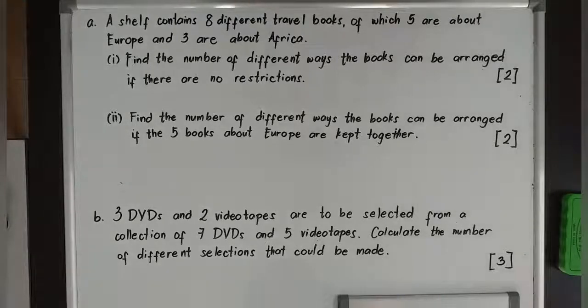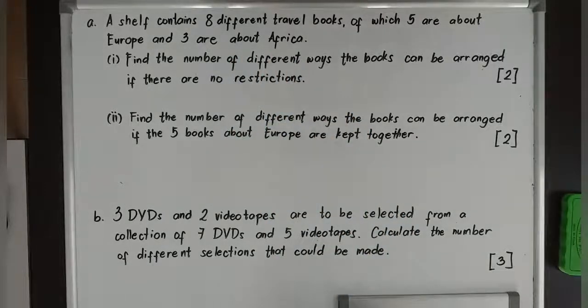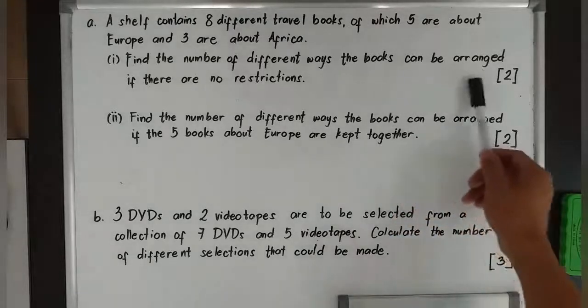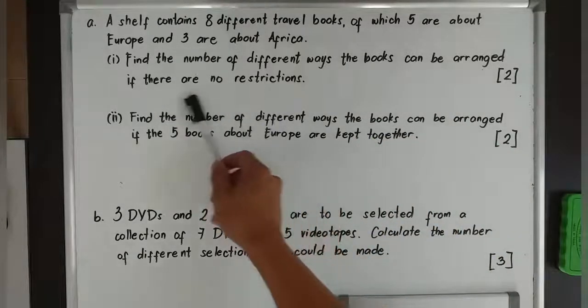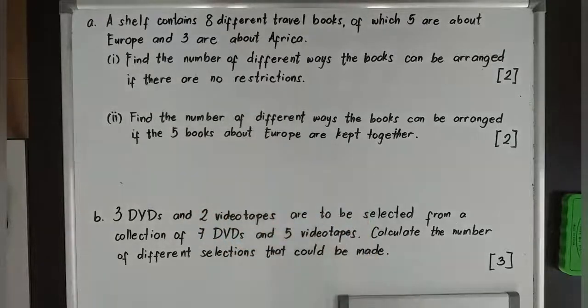The problem says a shelf contains 8 different travel books, of which 5 are about Europe and 3 are about Africa. The first question will be, find the number of different ways the books can be arranged if there are no restrictions. So take note of these words, there are no restrictions.